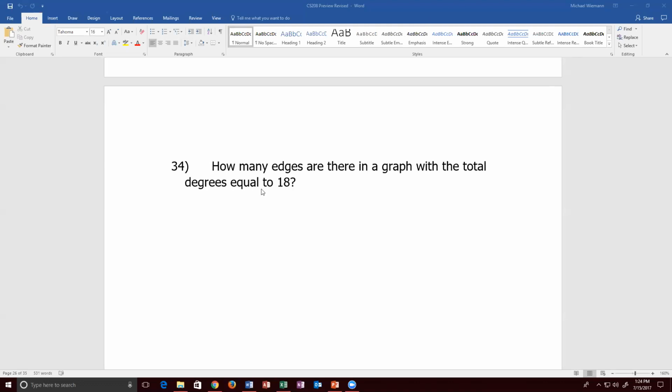Okay, for 34, how many edges are there in a graph with the total degrees being 18? This was discussed back in week 6. Pretty straightforward on this calculation. If you know the total degrees, how many edges is simply taking that 18 and dividing by 2, you end up with 9 as your correct answer to problem 34.